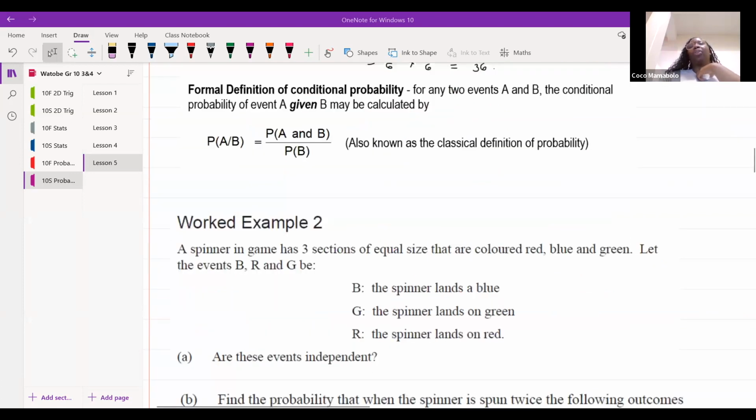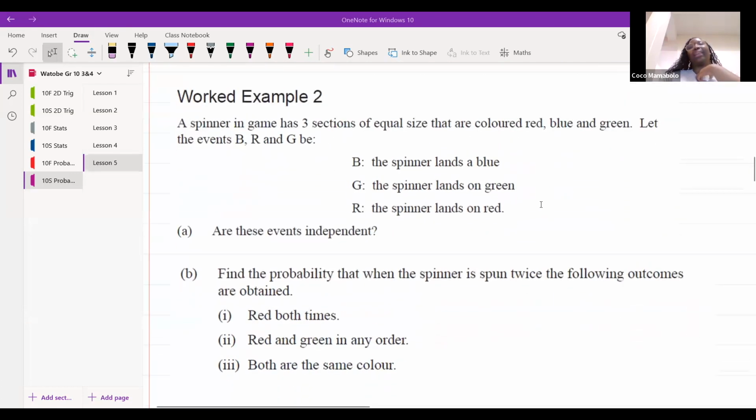All right, guys, let's put all of the stuff that we've just learned into practice. Okay, so the next example says here, a spinner in a game has 3 sections of equal size. So you can imagine a spinner, guys. A spinner looks like this. Okay, and they're telling us that it's been split into 3 equal parts.